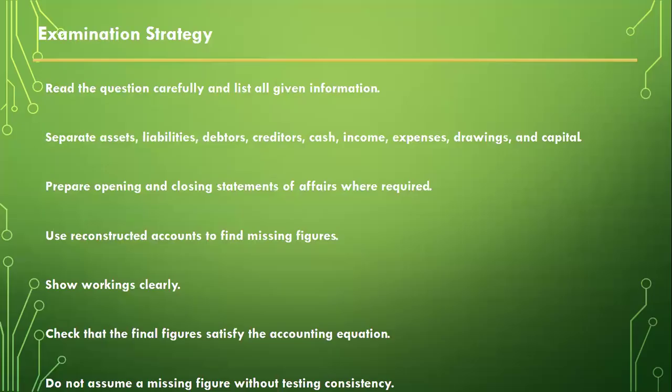When everything is pointed out carefully, you should be able to say, oh, this is an asset. This is a liability. Oh, this person should be treated as a debtor. Oh, this person should be treated as a creditor. Oh, this falls under the categories of the cash. Oh, this is an income. This is an expense. Oh, this is a drawing, or this is a capital.